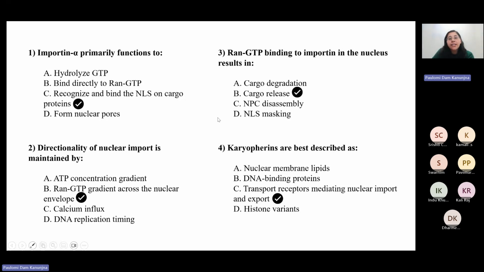RAN GTP binding to the importin in the nucleus results, just like I mentioned, in cargo release. There is a conformational change in importin beta, and the entire complex is then broken up and the NLS containing protein is released. Carrier variants, which are also the importins and exportins, are transport receptors mediating nuclear import and export. So importins and exportins together are called the carrier variants. Right.